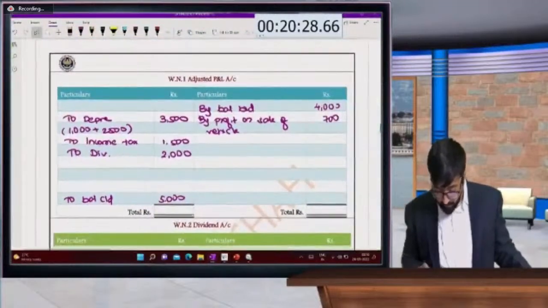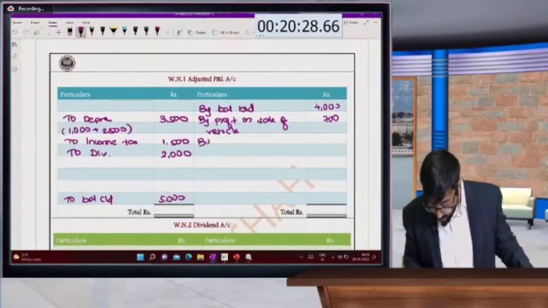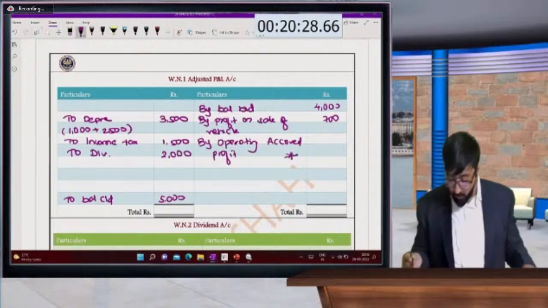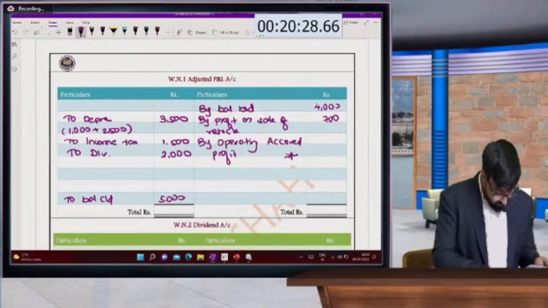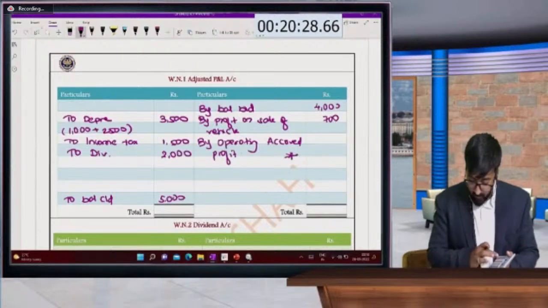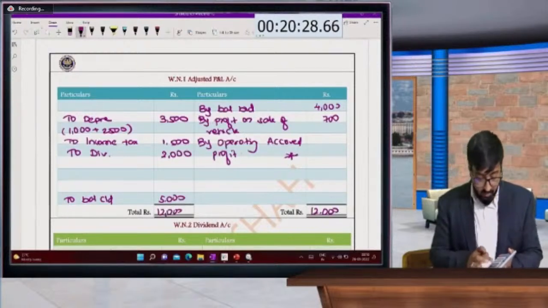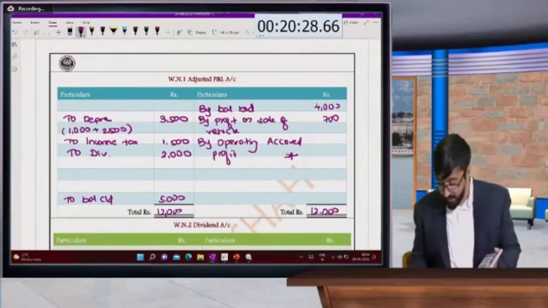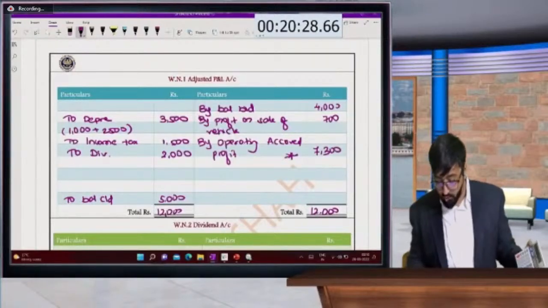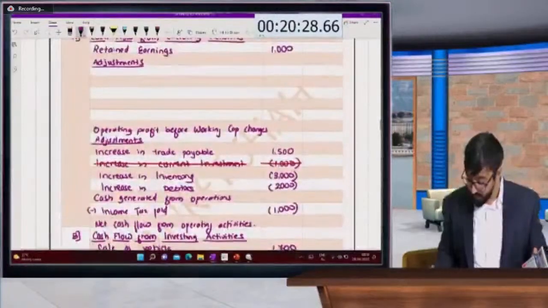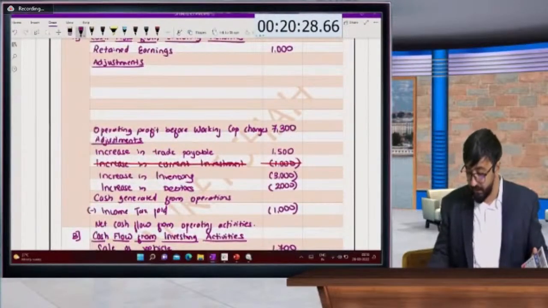Now beta, this is by operating accrued profit. Tell me. $12,000. Please maintain your speed with Sanket sir speed. I just want to check how many of you are done in the time. So 7,300 will be operating profit before working capital changes.